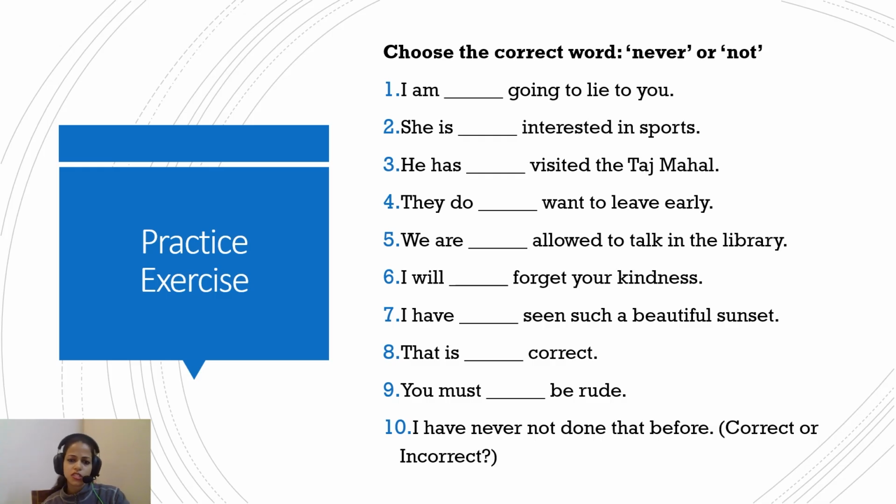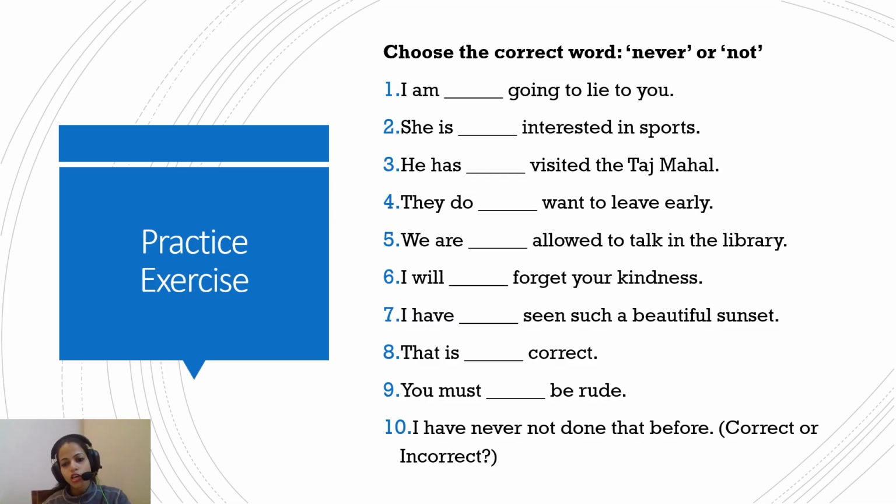So he has never visited the Taj Mahal. That it has never happened even once. "He has not visited the Taj Mahal" doesn't make sense, as it's not a one-day thing. So if somebody has not visited the Taj Mahal even once, the word "never" should be used. They do dash want to leave early. They do not want to leave early, because talking about the present at this moment, they do not want to leave early. So it's in the present context.